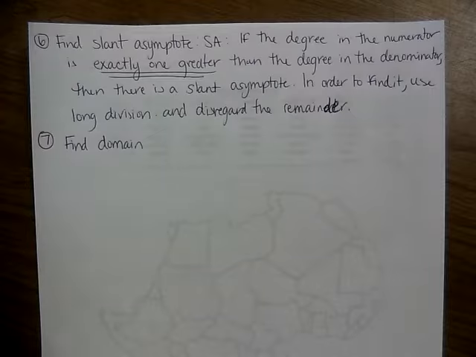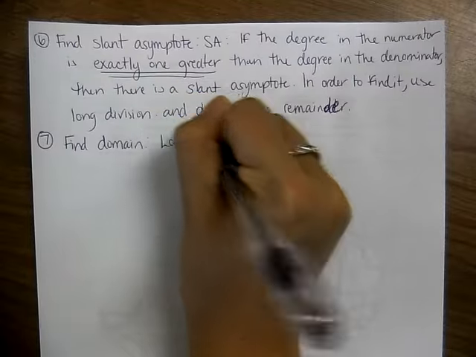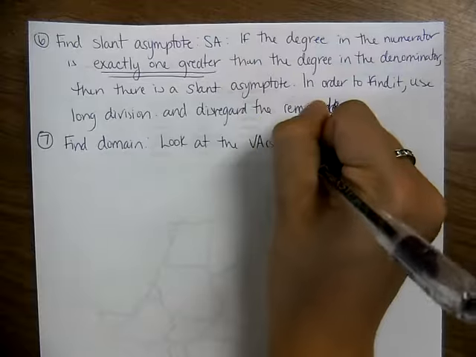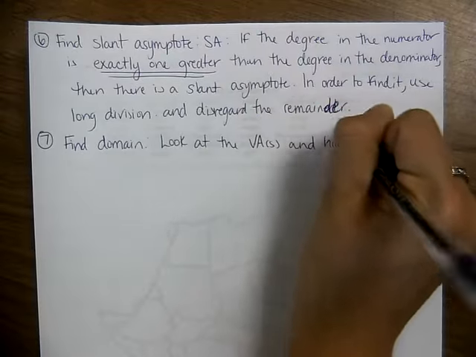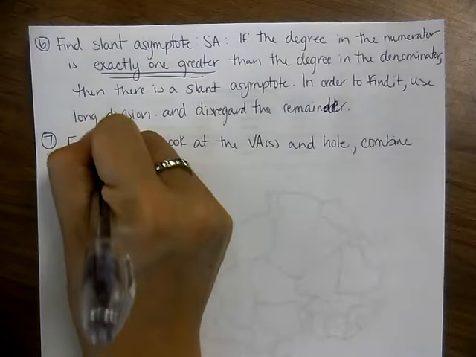We're going to find the domain. That's not going away. Okay, but it's easier now because you've already found the restrictions throughout these other steps. So you look at the vertical asymptotes and the hole and then combine into interval notation.